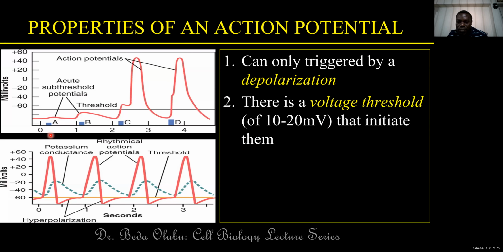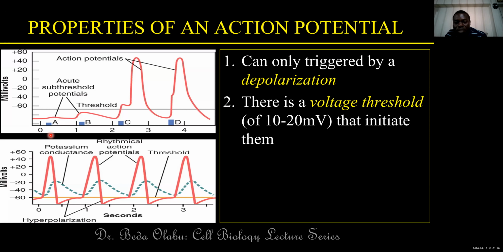The second property of action potentials is that action potentials have a threshold that will initiate them. Basically, what this means is that there's a threshold voltage that can make voltage-gated sodium channels open. That threshold voltage is between 10 to 20 millivolts. So if the resting potential was at 70, it means that if you disturb that resting potential to make it 62, you'll have disturbed it by about 8. That cannot generate an action potential in as much as it is a depolarization.